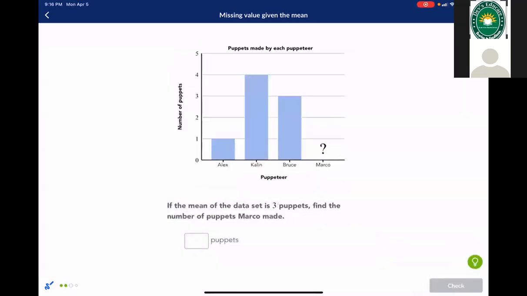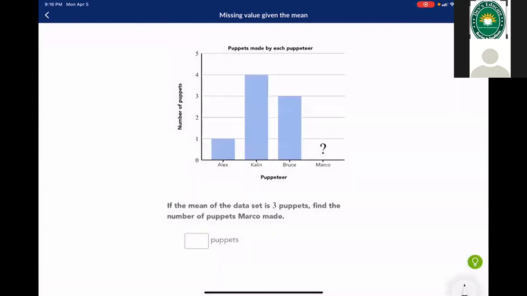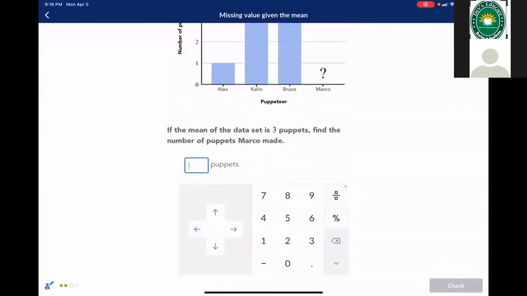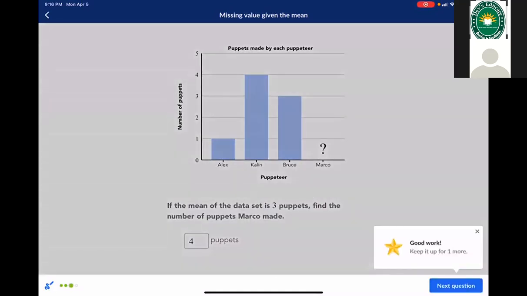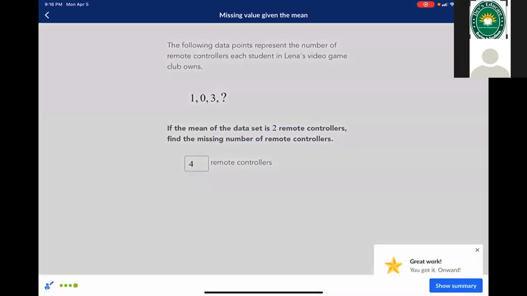If the mean of the data set is 3 puppets, find the number of puppets marked by 1, 4, 3. So 1 plus 4 plus 3 plus x equals 12. 12 minus 8 equals 4. All right.